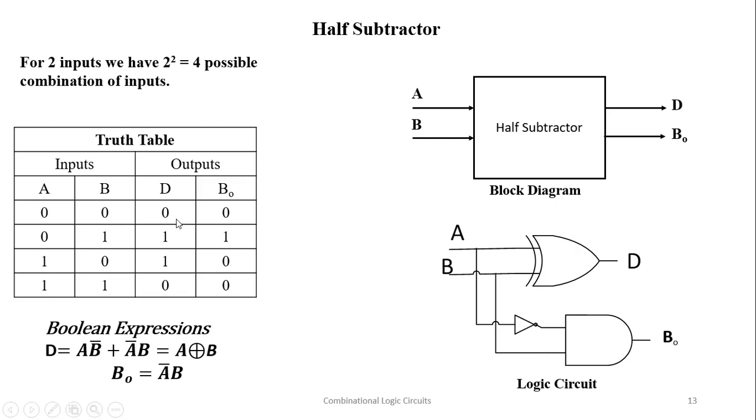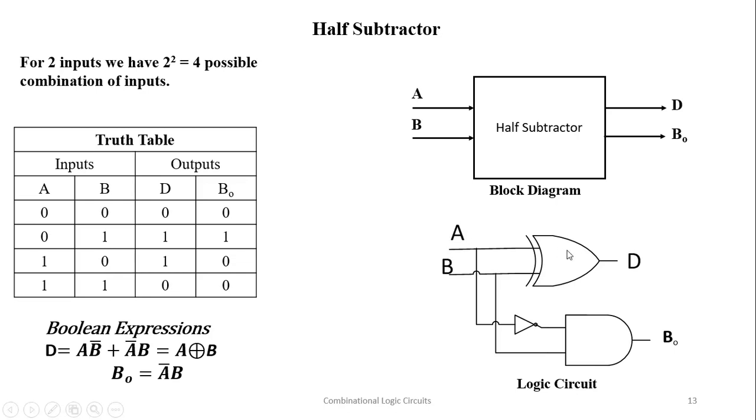Look, the D output here and the S output in the half adder have the same bits. They are the same. So the Boolean expression for D is A exclusive OR B, and for the borrow B naught we have A bar B. What it means is that a borrow is taken over here.